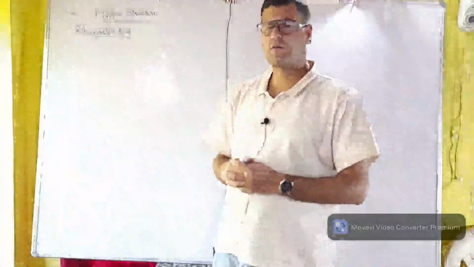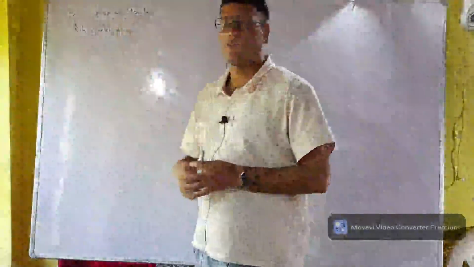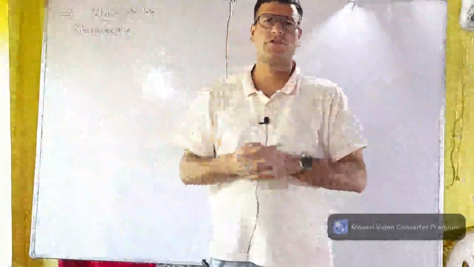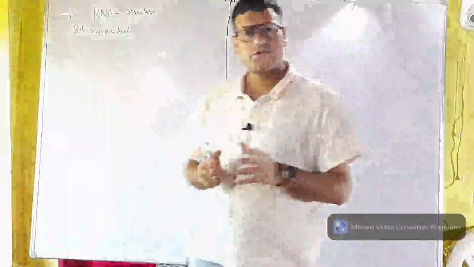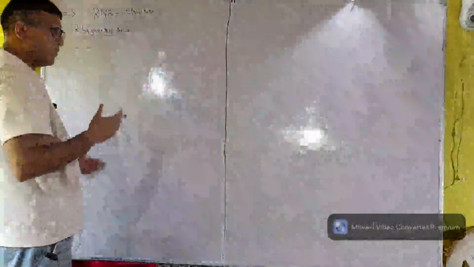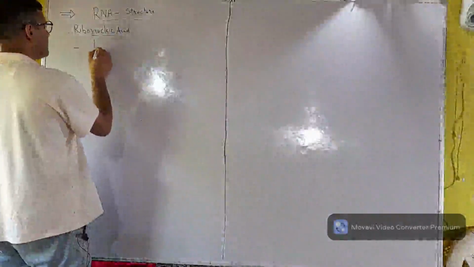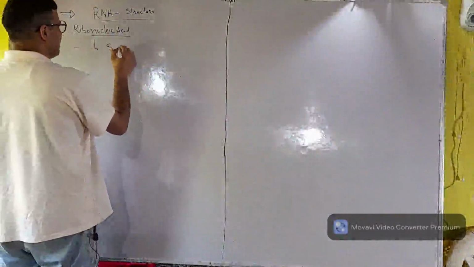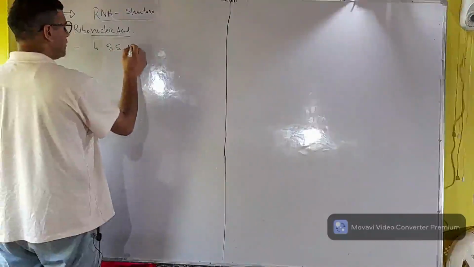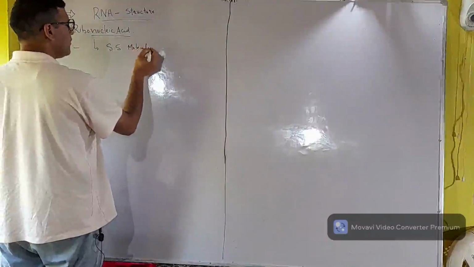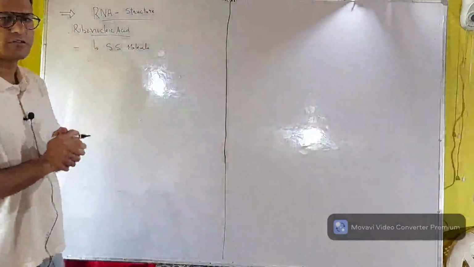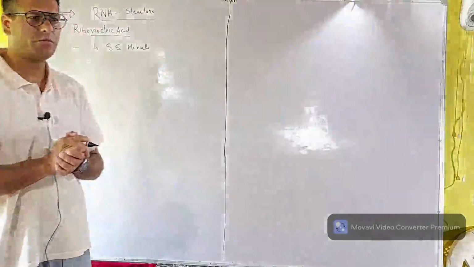Today we will talk about the RNA structure, that is ribonucleic acid, the structure of RNA. This RNA is a single-stranded molecule and it is composed of ribonucleotides. It is a long chain of ribonucleotides. So RNA is a single-stranded molecule, and this RNA is composed of ribonucleotides.